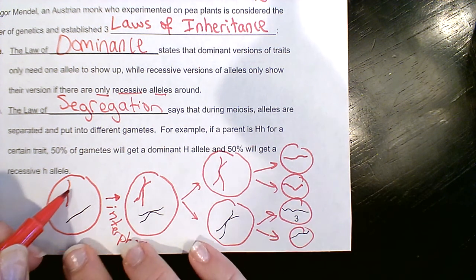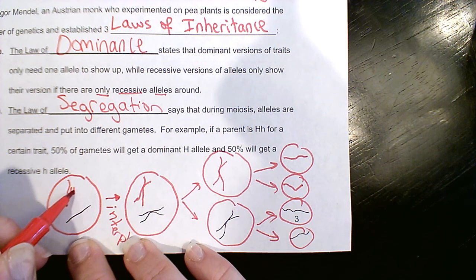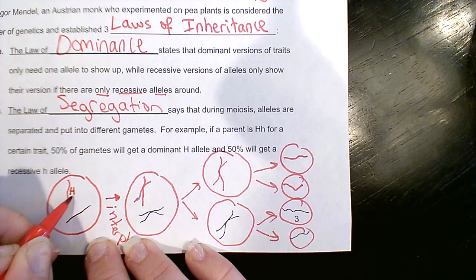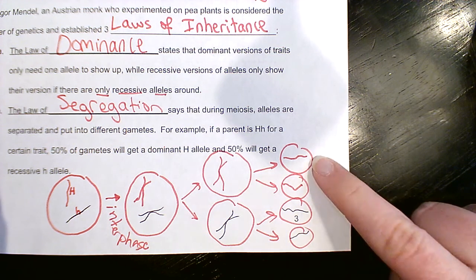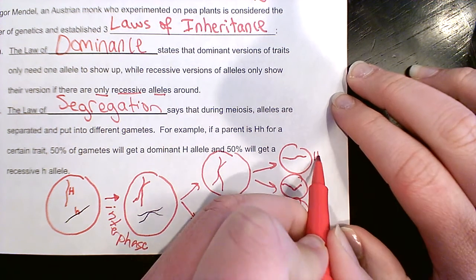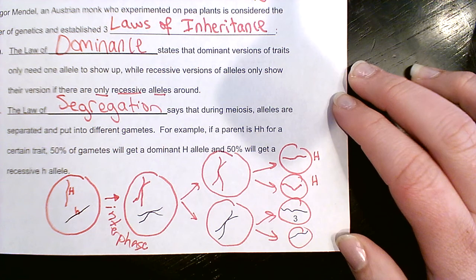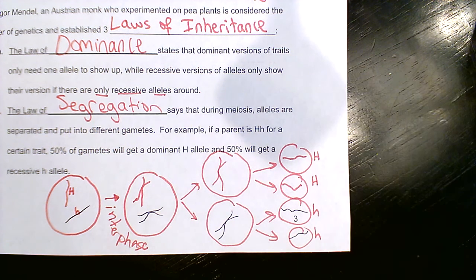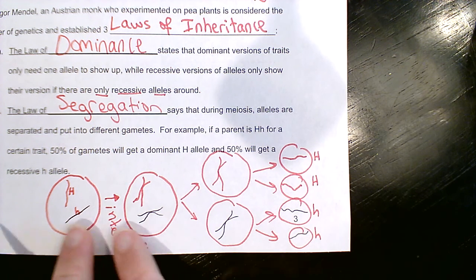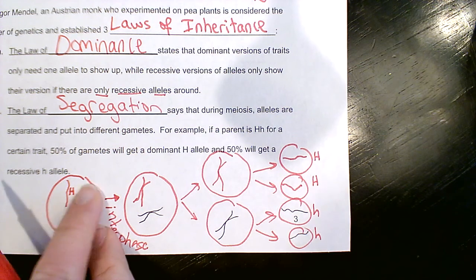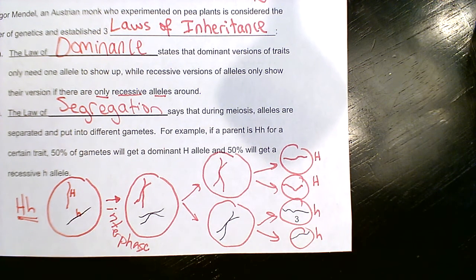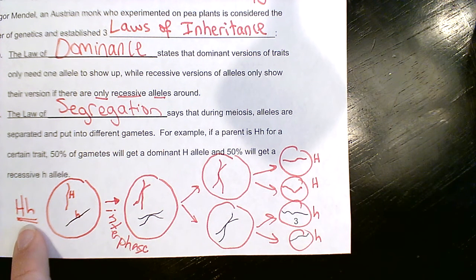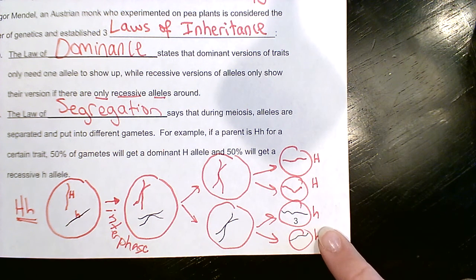So let's say maybe this had the gene for hitchhiker's thumb, or the allele for hitchhiker's thumb, and this had the allele for straight thumb. Okay, so then in my gametes that I create, 50% of them get the allele for hitchhiker's thumb, and 50% don't. Okay, that's the law of segregation, that these alleles that are together in the cell, I would write my genotype with them together. In meiosis, in the process of making gametes, they get separated and put into different gametes.